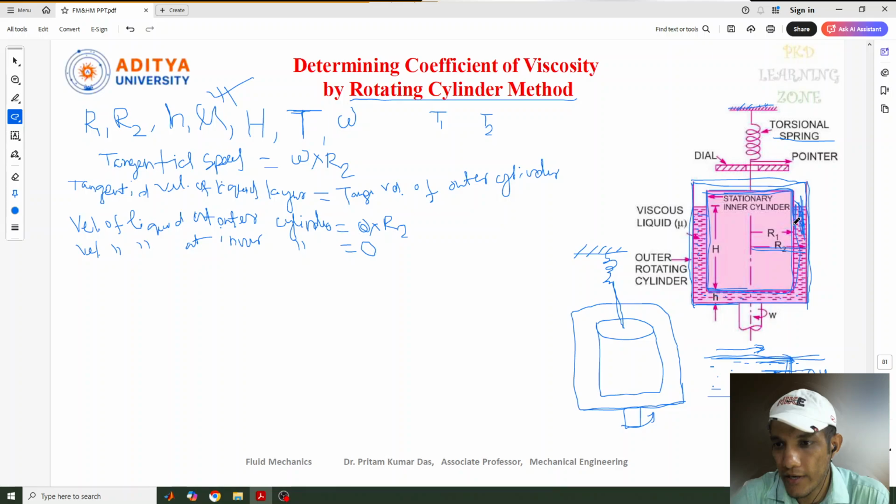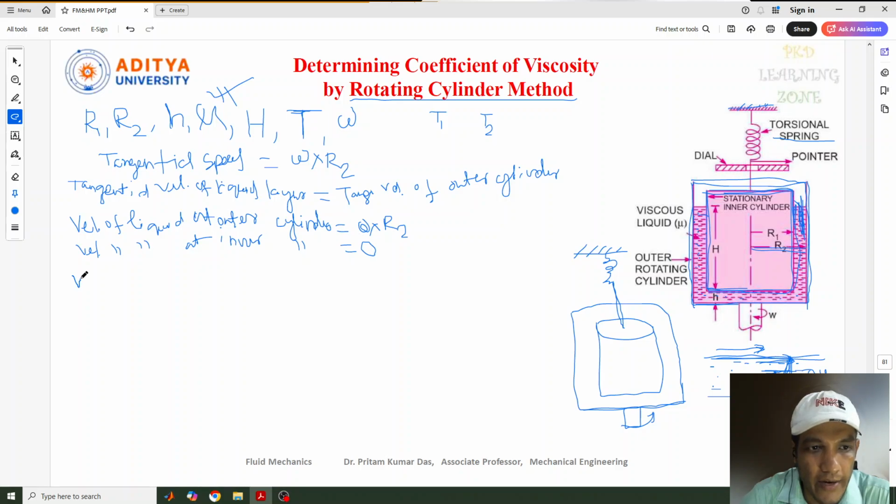And at this point of the inner cylinder part, the velocity of the liquid in the inner cylinder part will be 0. So that much movement will not be there. That's the same concept. If you see from here, you can understand this concept also. So that's why I have written velocity of the liquid at the inner cylinder is 0.